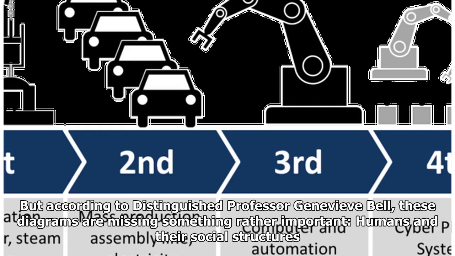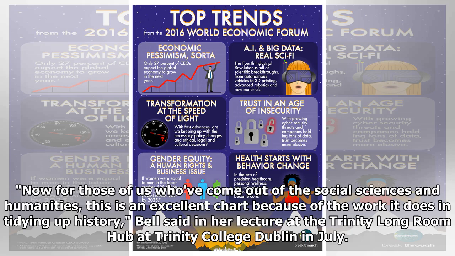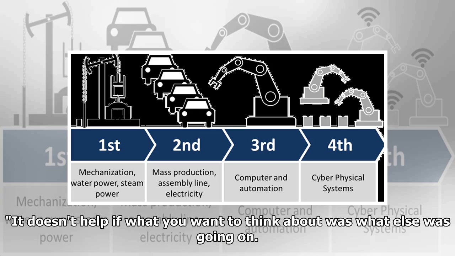But according to distinguished Professor Genevieve Bell, these diagrams are missing something rather important: humans and their social structures. "Now, for those of us who've come out of the social sciences and humanities, this is an excellent chart because of the work it does in tidying up history," Bell said in her lecture at the Trinity Long Room Hub at Trinity College Dublin in July. "It doesn't help if what you want to think about was what else was going on.